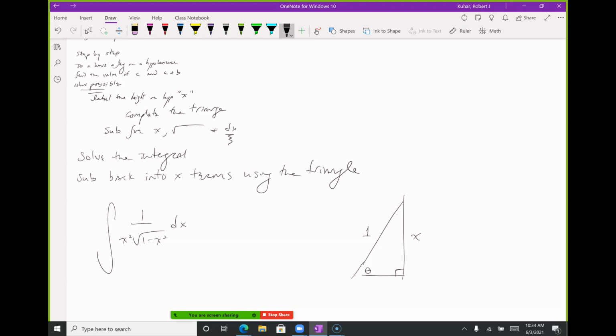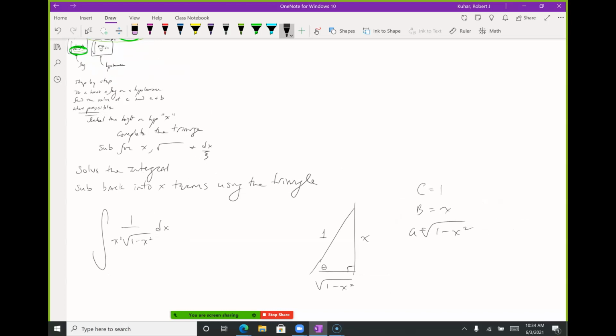So now my other side by Pythagorean theorem is the square root of 1 minus x squared. And by the way, if I see my labels here, C is 1, B is x, A is square root of 1 minus x squared. It's exactly what I had up in that green circle when I solved for C, and I solved for B, and I solved for A, right? We're done with step 4.